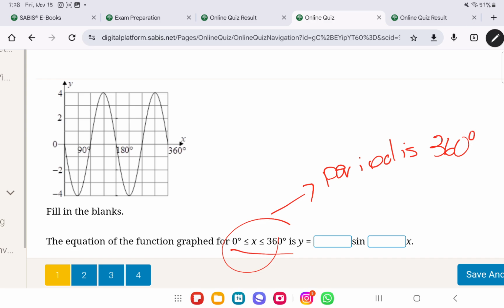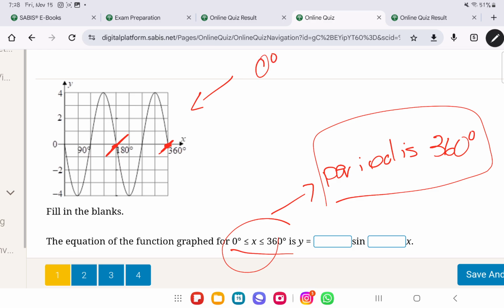Now, since the period is 360 degrees, that means every 360 degrees it repeats itself. But if you look at the graph, you will see that it repeats itself every 180 degrees. So, it's contradicting this over here. So let us write now the period of this graph. The period of this graph is between 0 degrees, okay, and 180 degrees.